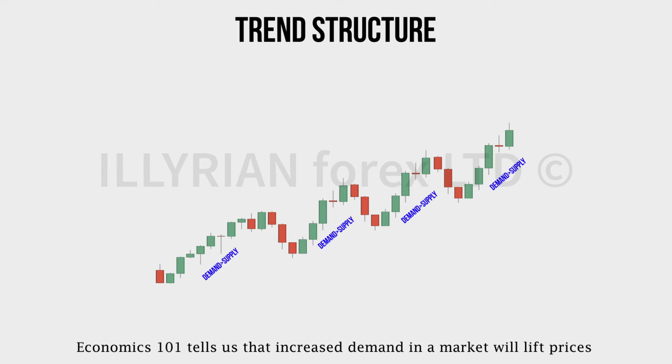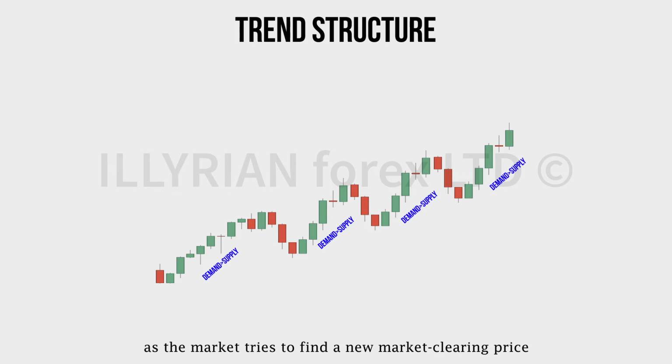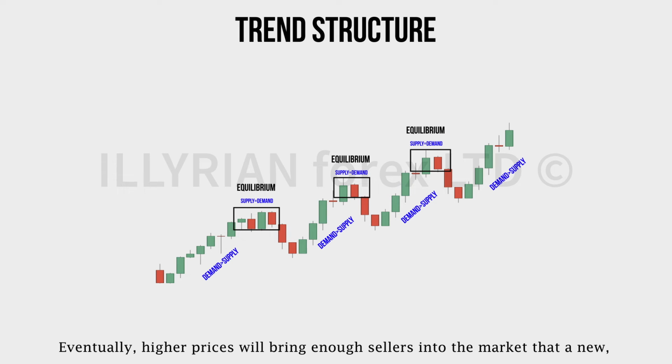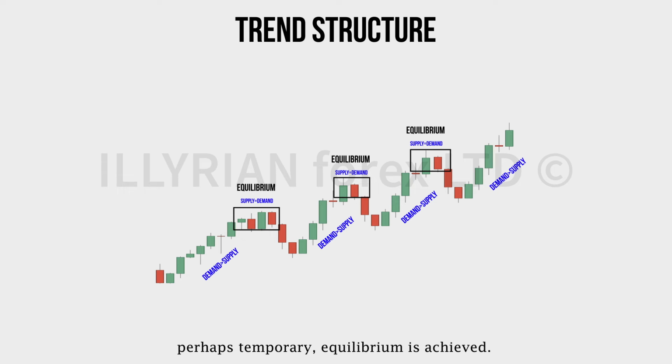Economics 101 tells us that increased demand in a market will lift prices as the market tries to find a new market clearing price. This description of trend movement is one of the mechanisms through which that adjustment happens. Eventually, higher prices will bring enough sellers into the market that a new, perhaps temporary, equilibrium is achieved.